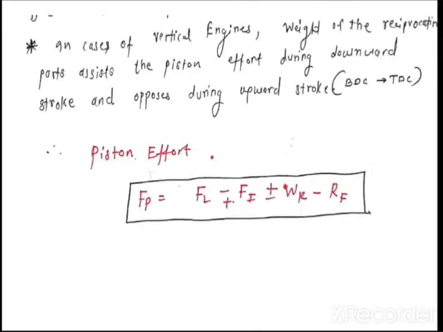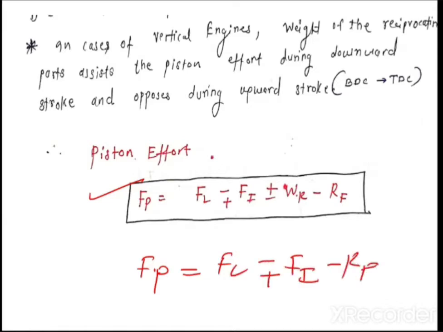And then finally, what is Fp? For a horizontal engine, Fp is FL plus minus Fi plus minus WR, and for a vertical engine, this is for vertical. For a horizontal engine, FL minus plus Fi minus RF, so this will become 0. So tomorrow in the next lecture we will solve the problems on this.